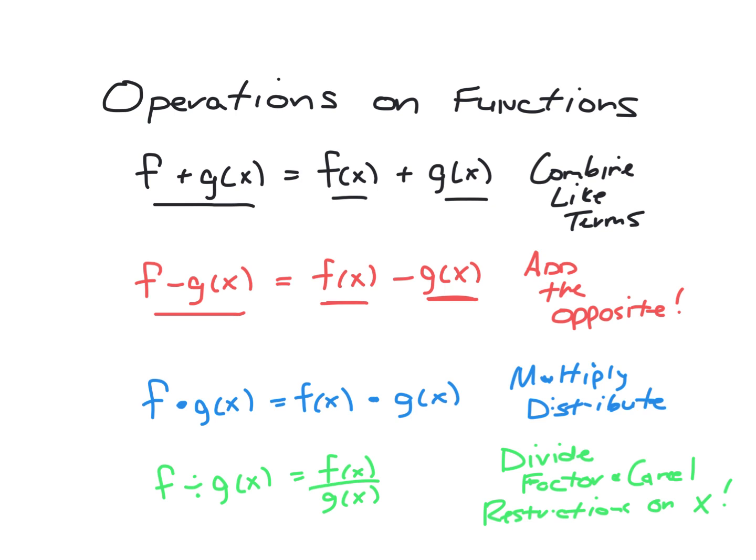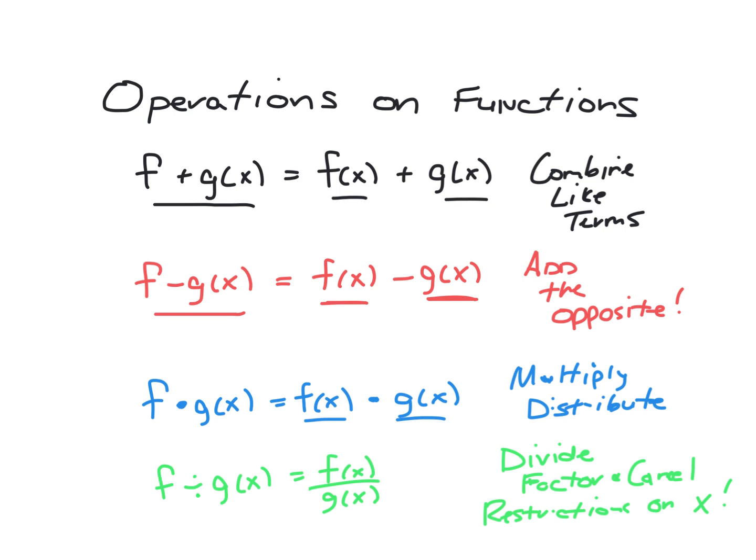In multiplication, we are multiplying f times g of x, meaning the same as f of x times g of x. And then you're going to use distributive property. You could use FOIL if they're both binomials, if they're both two terms, and then combining like terms.